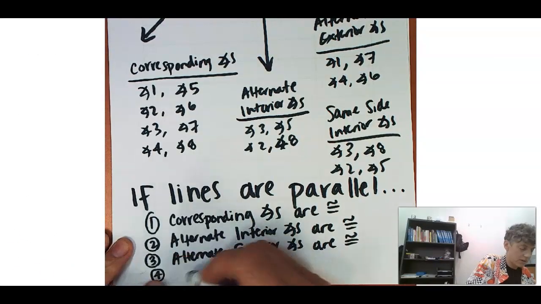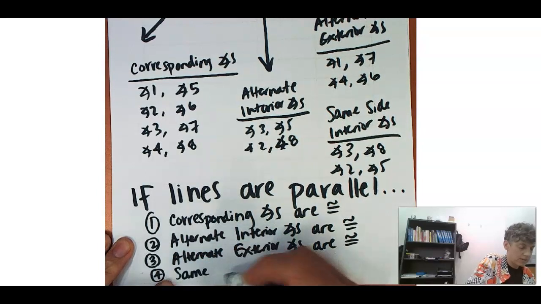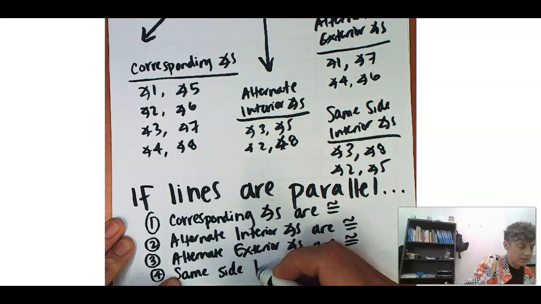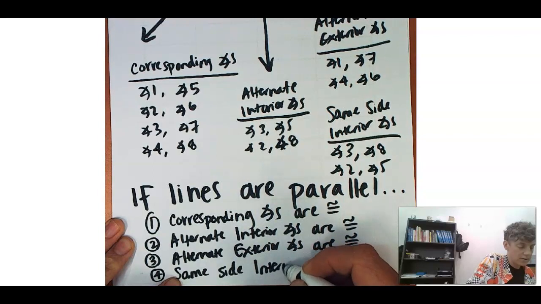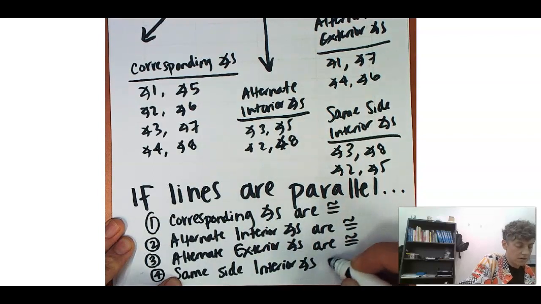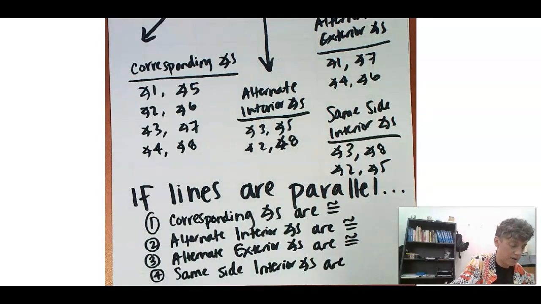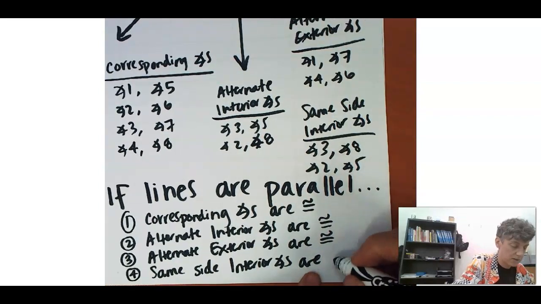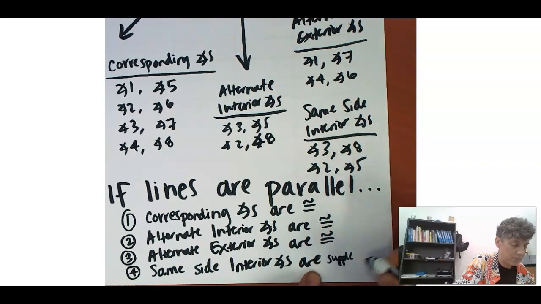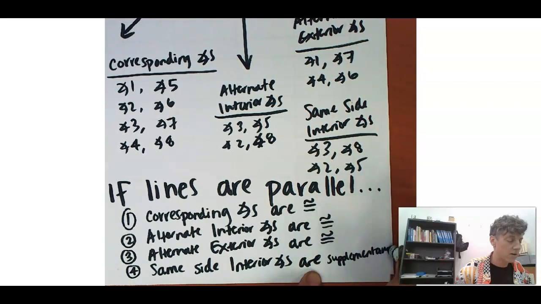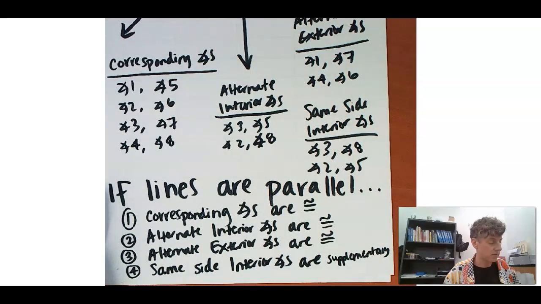That's our last one. Same side interior angles are not congruent this time. They are supplementary. If the lines are parallel, corresponding angles, alternate interior angles, and alternate exterior angles will all be congruent, and same side interior angles are going to be supplementary.